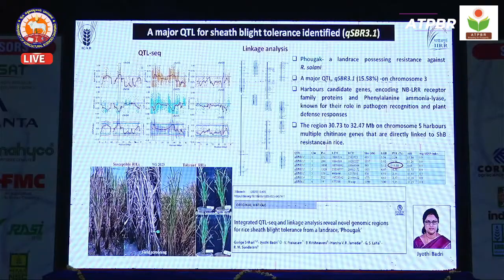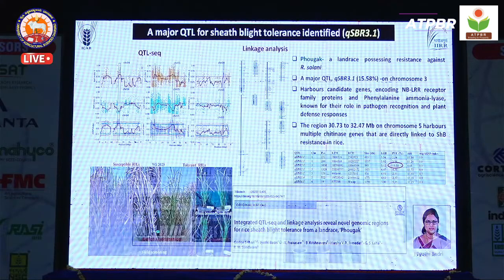Then this is another typical case wherein my colleague Dr. Jyoti Badri works on population improvement with regard to sheath blight. From a northeastern landrace called Phougak, which shows a strong level of tolerance to sheath blight, she has identified a major locus called qSBR3.1 on chromosome 3, and she is working towards identification of the candidate gene. We have been successful to some extent because 2 genes show hyperexpression after inoculation with the pathogen.